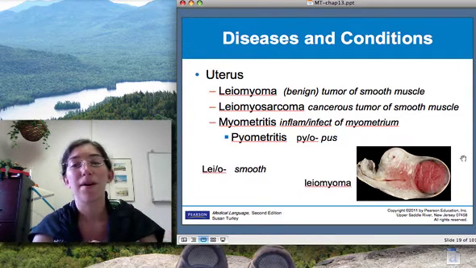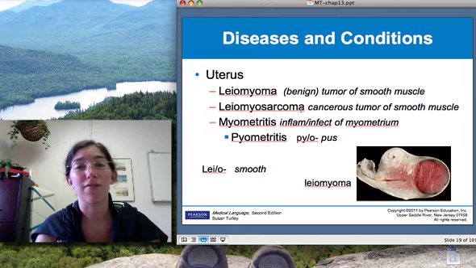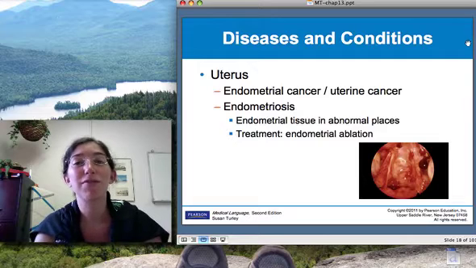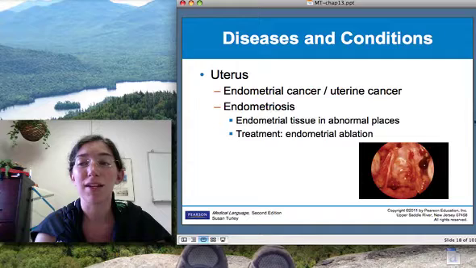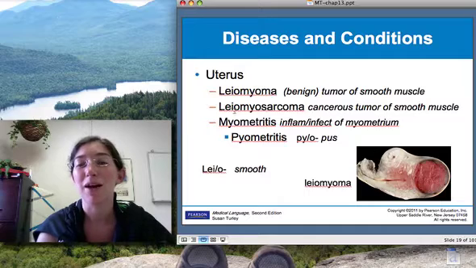And leiomyosarcoma is cancer of the smooth muscle of the uterus. So it's a different type of cancer. There's different types of uterine cancer, I guess what I'm trying to say. You can have uterine cancer of the endometrium. You can have uterine cancer that originates in the smooth muscle, in the myometrium. That would be a leiomyosarcoma.